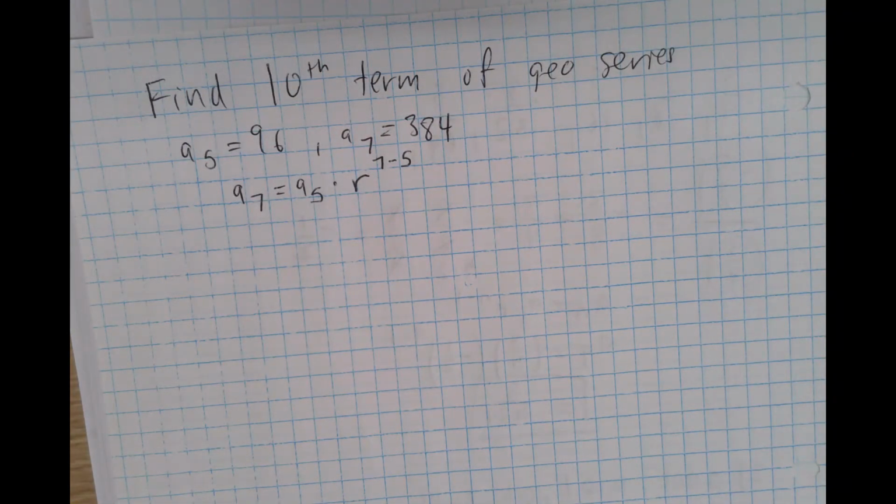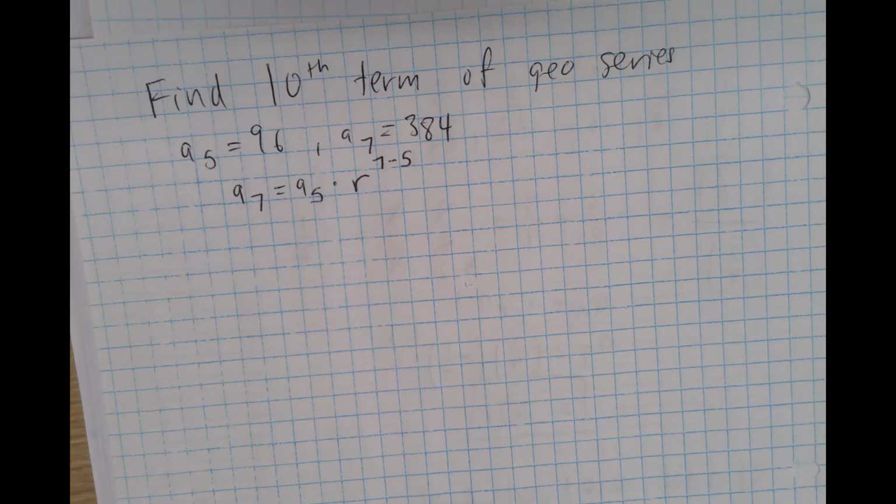So if we think about this practically, to get from the 5th term to the 7th term, they're separated by 2 common ratios, right? You multiply once, you get a6, and then from a6 to a7, you would multiply by another common ratio to get a of 7.